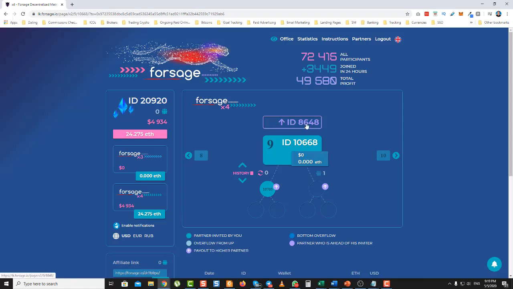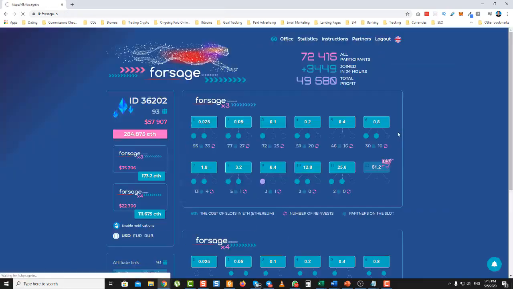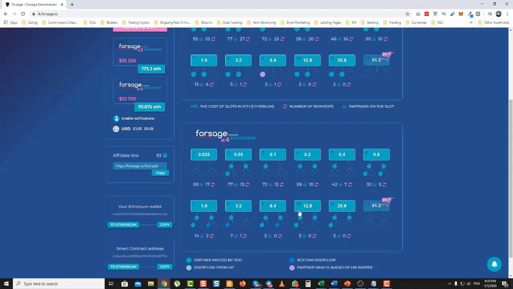He can receive a spillover from 8648 right here on the spot, and right here. And from these people, let's say he brings this person right here as a spillover, and then this person brings somebody, then it fills the matrix over here, the spots, and it's all going to be a spillover for 10668. Let's take a look at another account, and I'll follow the trail, okay?